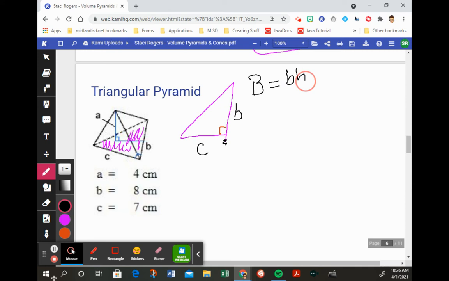So B equals little b times h divided by 2. And since these are on a right angle, I can just put them up here. B is 8, C is 7, divided by 2. And that equals 28.